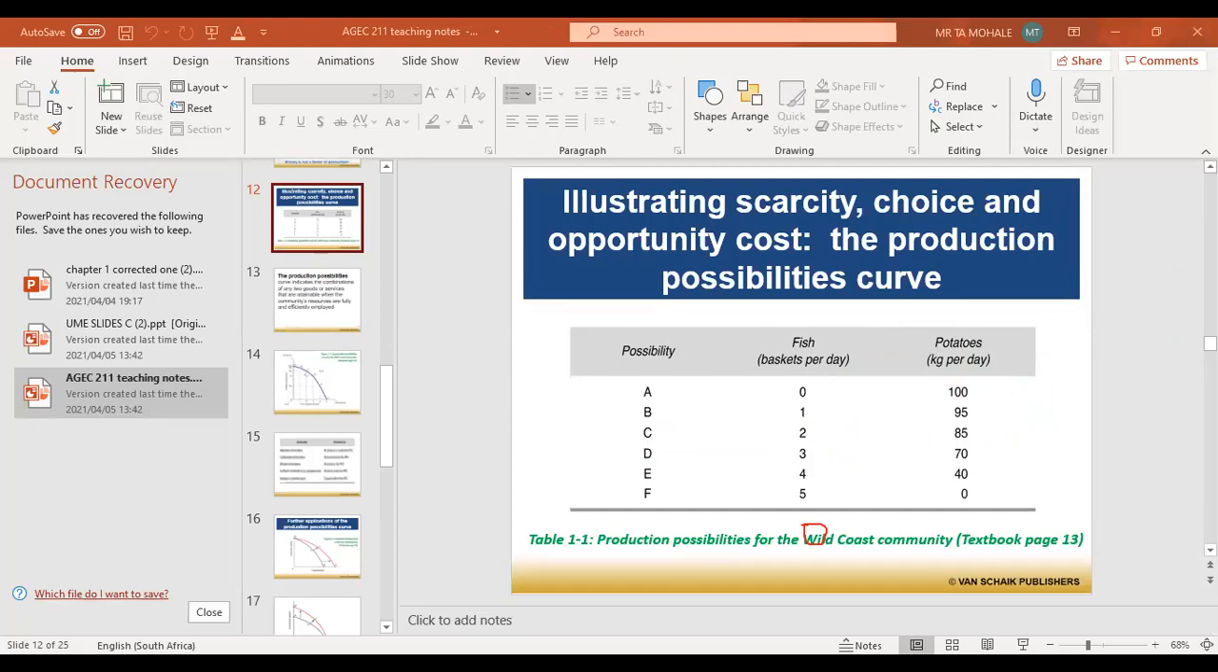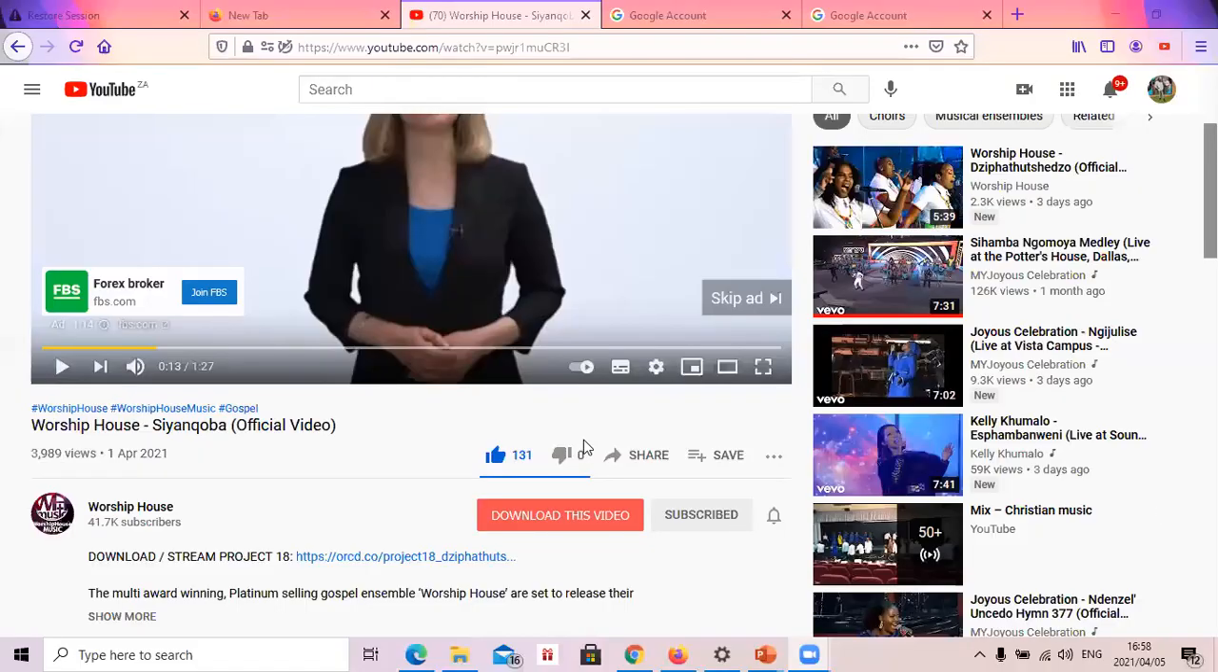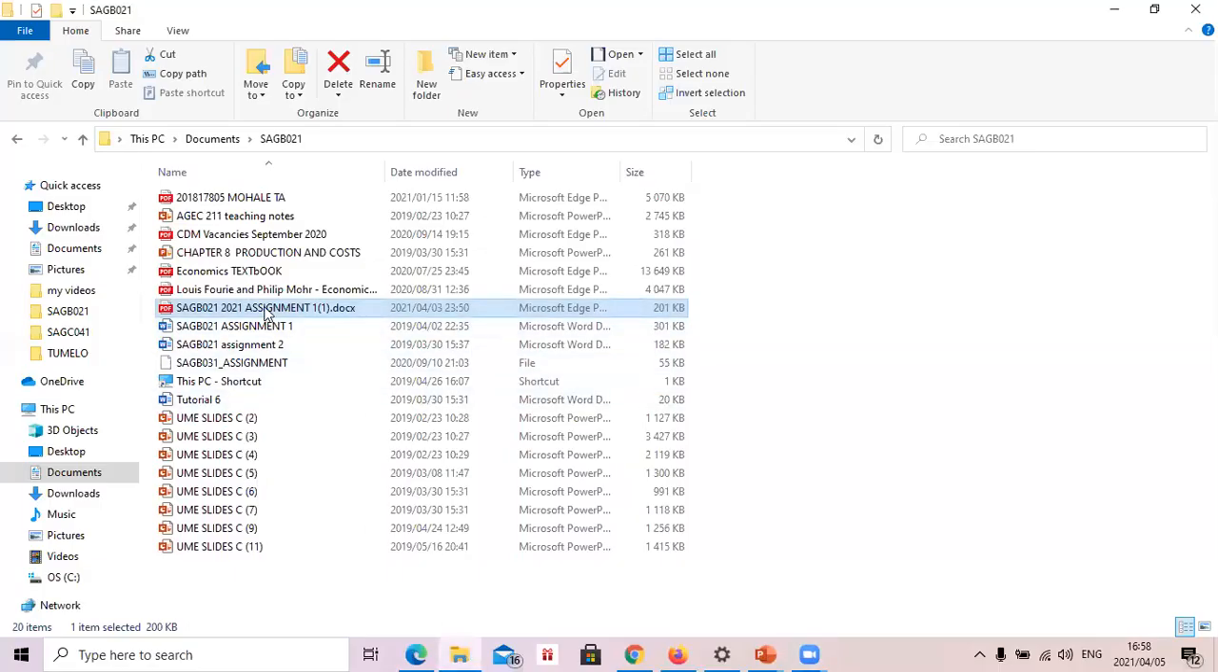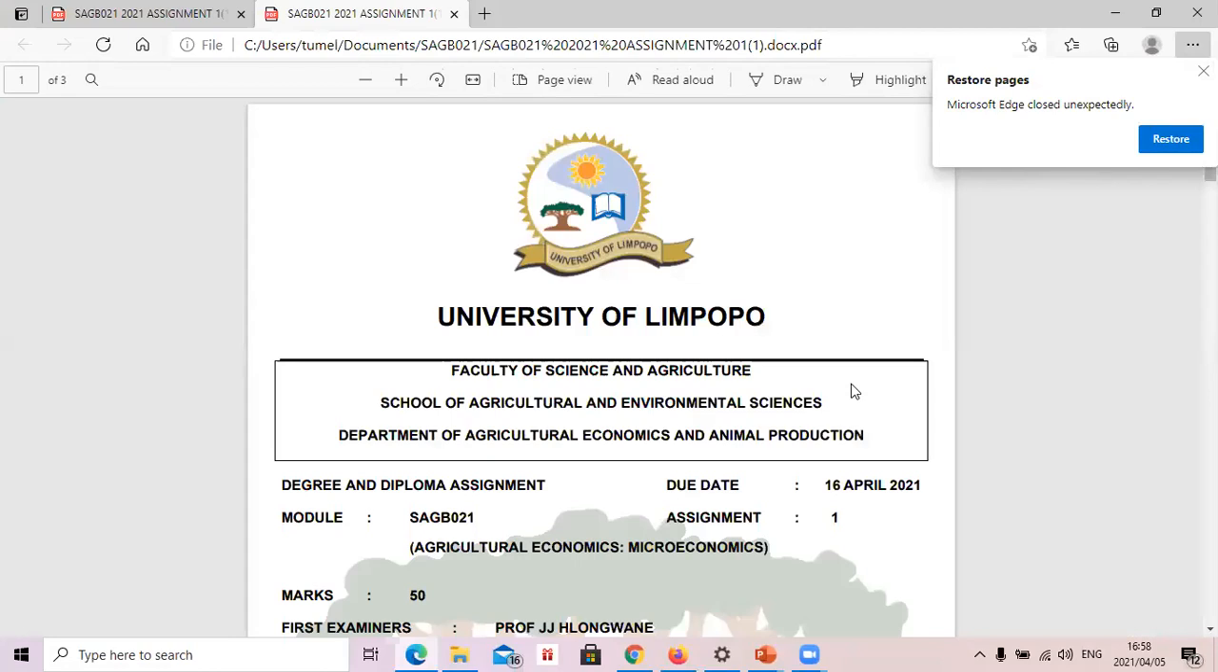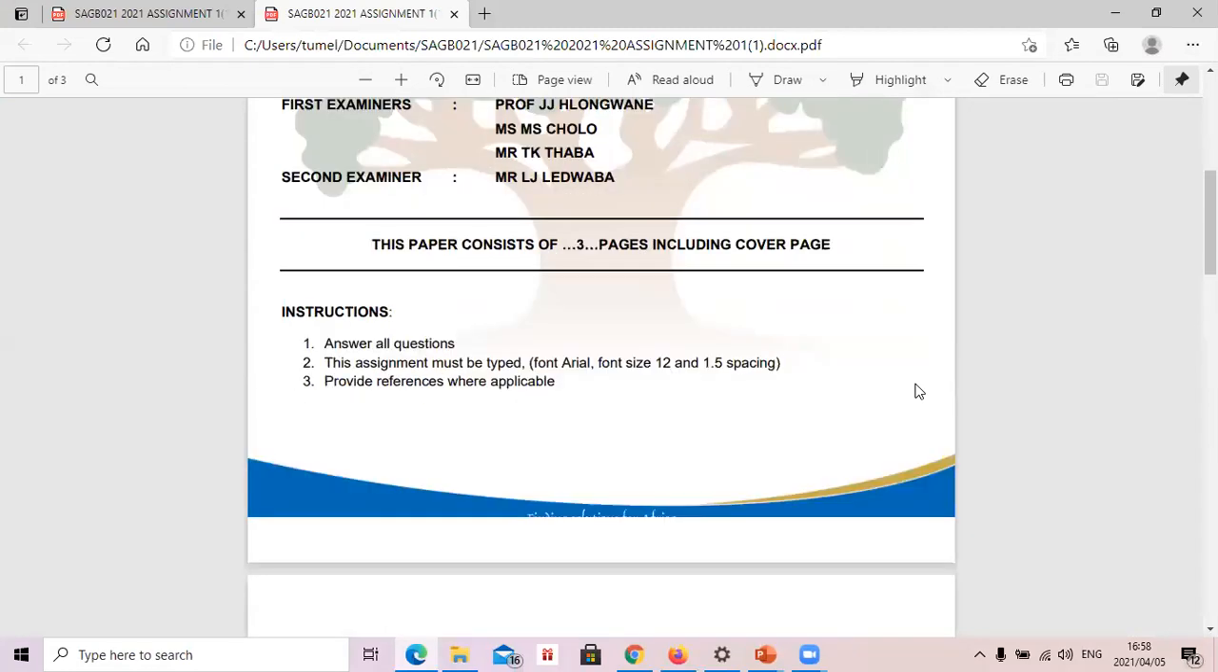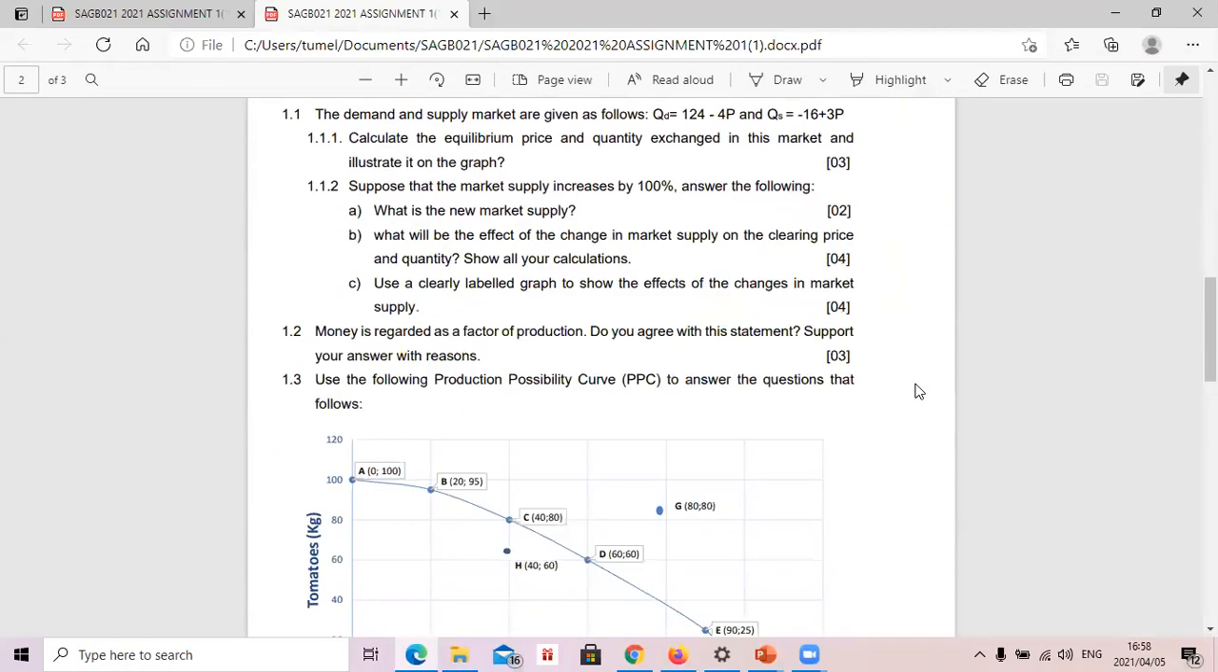I'm sorry, I want to open the question paper for you. Economics textbook with me. Okay, I will share with you. It will be shared with you in the group very soon. This is your assignment question or question paper.